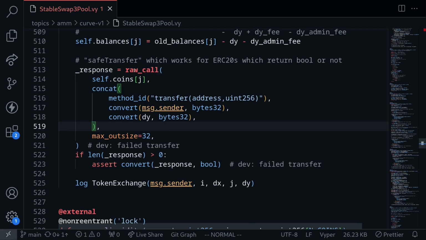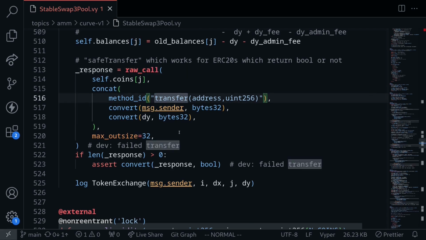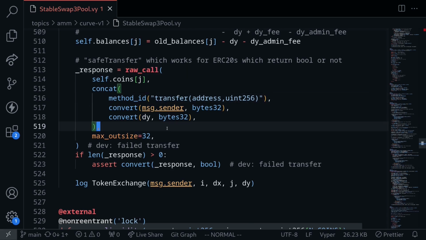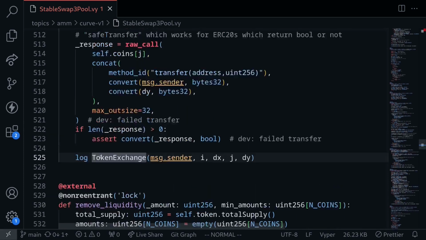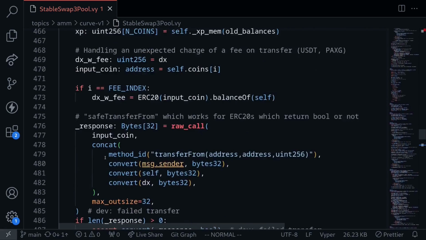And again, it's using raw call to call the function transfer to make sure that transfer does not throw any errors. And then it emits an event of token exchange. So that is the function for exchange.